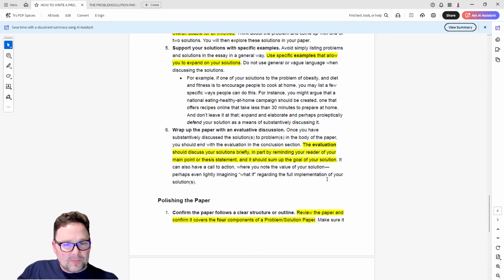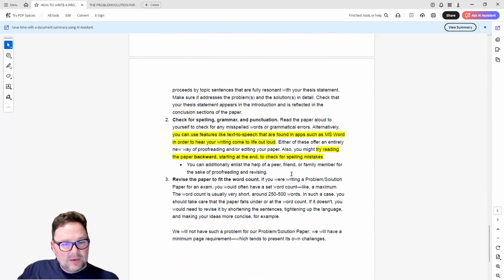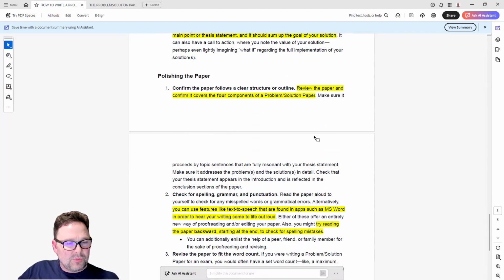Going about this, what if my solutions, what if my call to action were implemented? What would that look like? And that's a really neat way to sort of evaluate and imagine what your solutions to the problems might look like. These are just some review things for polishing a paper.